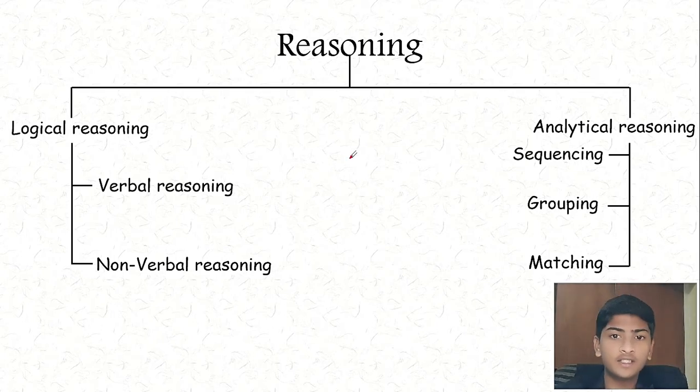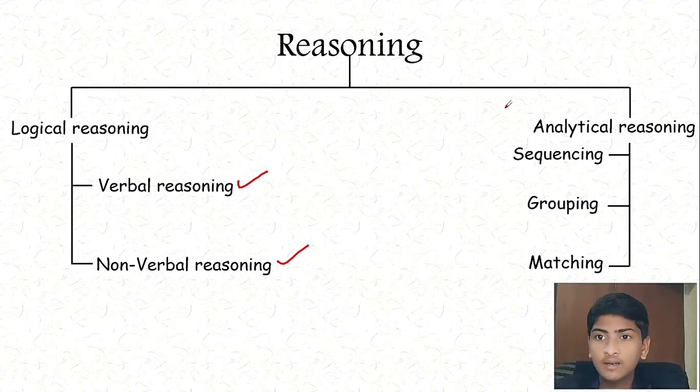Verbal reasoning just has letters and numbers. It will just solve the problems in statements. And non-verbal reasoning contains diagrams. Analytical reasoning is the main sequence of reasoning in the analysis. There are three parts in analytical reasoning: sequencing, grouping and matching. Sequencing has different analytical sequencing problems, and then grouping problems and matching.